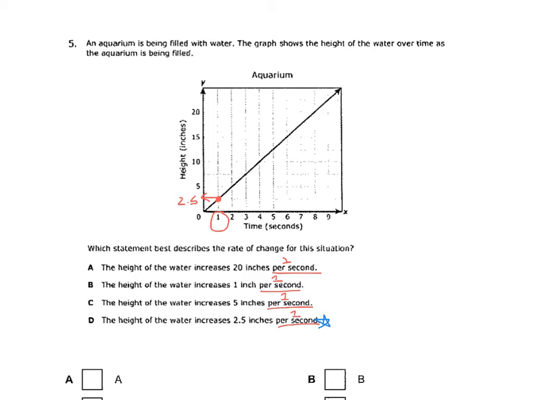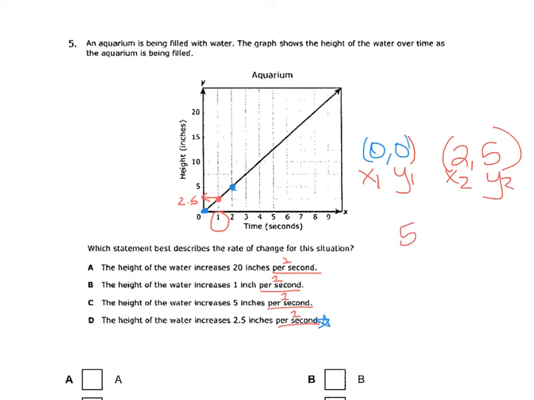Just to double check, because sometimes that might not always work. So another thing that we can do is we can find 2 points, and I'm going to use 0, 0 because it's easy. And I'm going to use this other point, 2 and 5. And I'm going to label them x, y, 1s and 2s. So my y's, I've got 5 minus 0 and 2 minus 0. So 5 over 2. And when I divide 5 divided by 2, I get 2.5. So same answer, 2 different options.